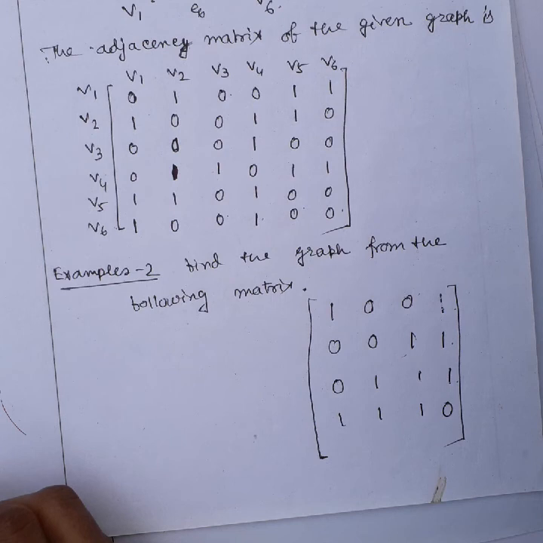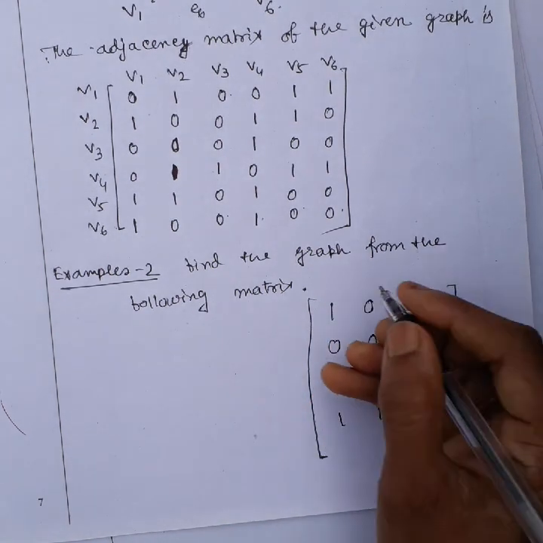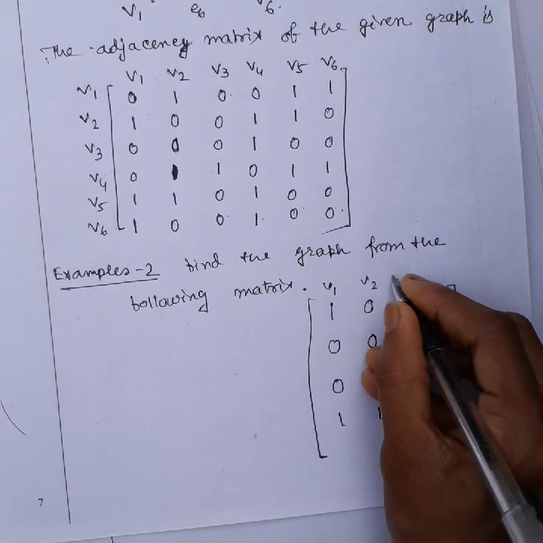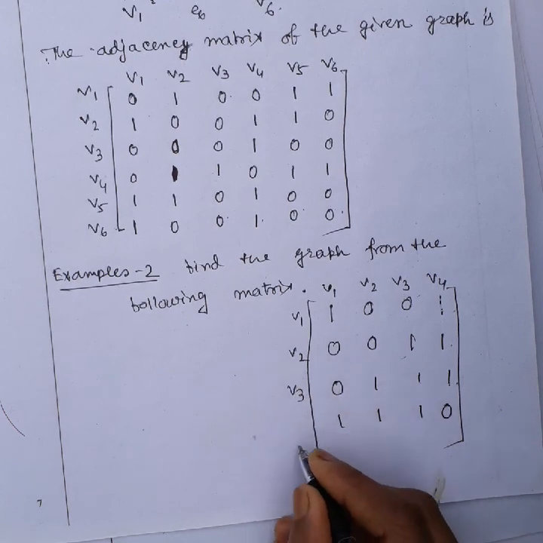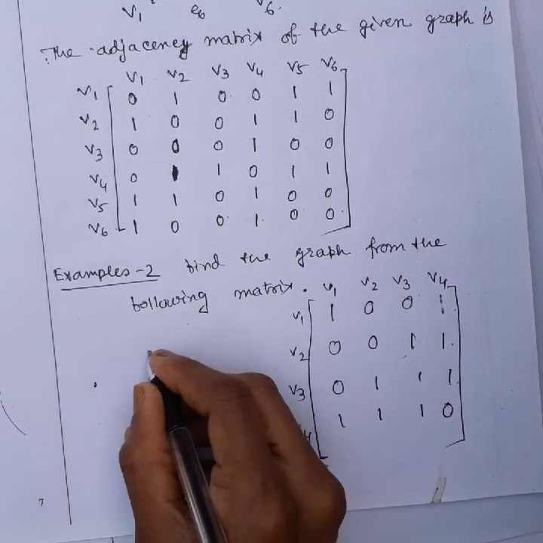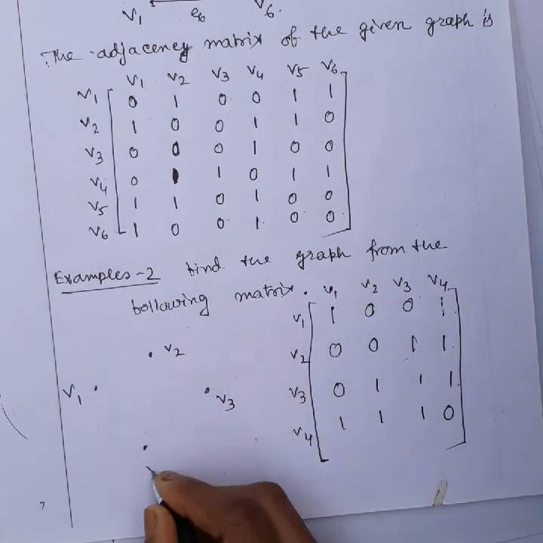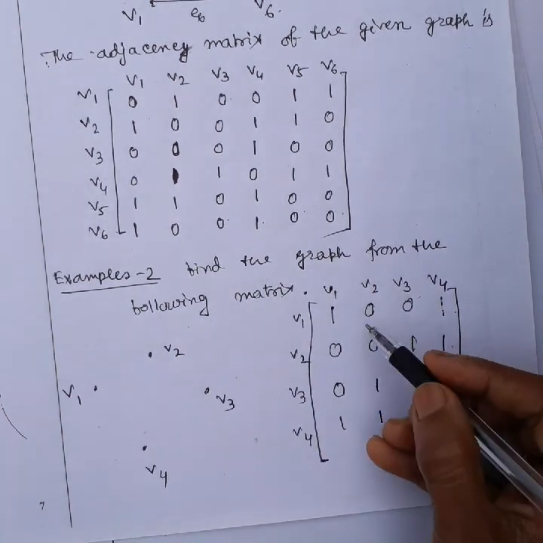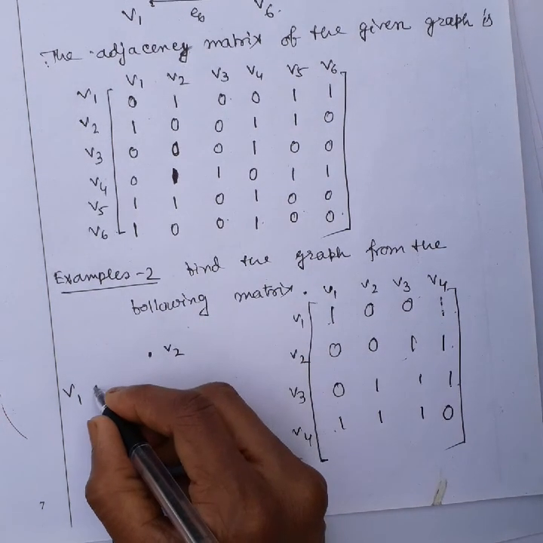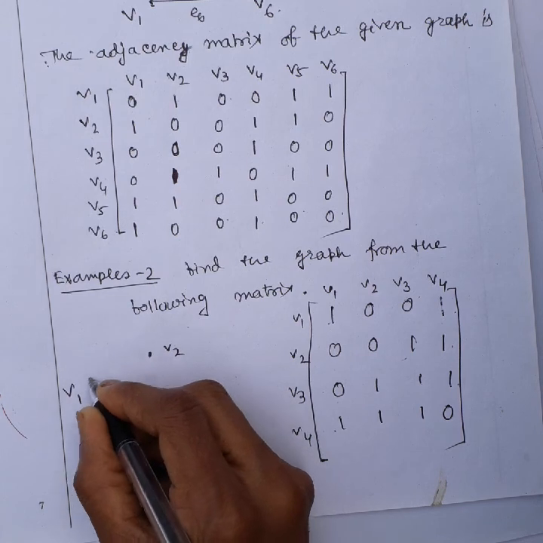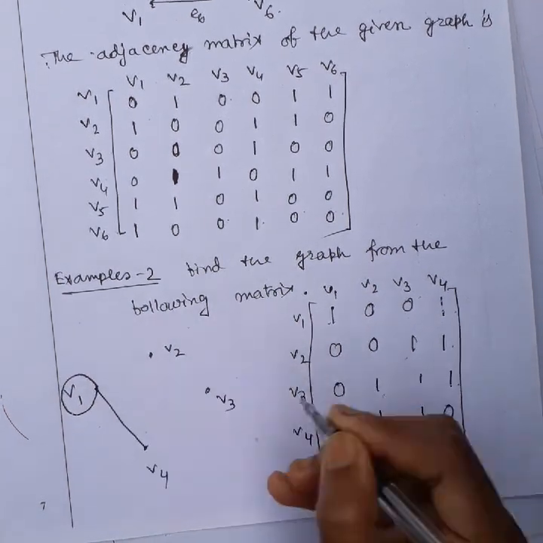Now we put the vertices here. As there are 4 rows and 4 columns, there are 4 vertices: V1, V2, V3, V4. Now here V1 is connected with V1 and V4. That means V1 has a self loop, and it is connected with V4.